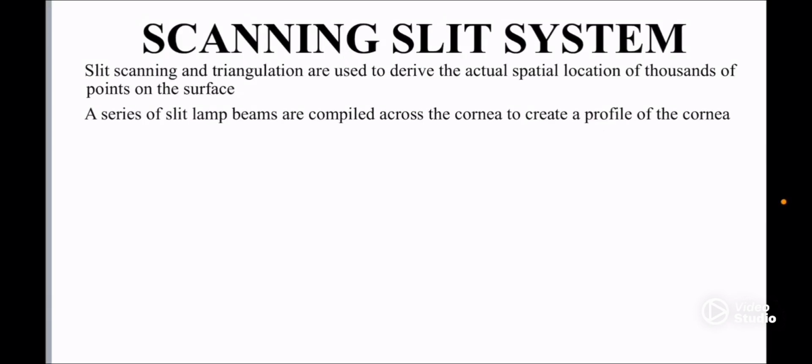Slit system. Slit scanning and triangulation are used to derive the actual spatial locations of thousands of points on the surface. A series of slit lamp beams are compiled across the cornea to create a profile of the cornea.